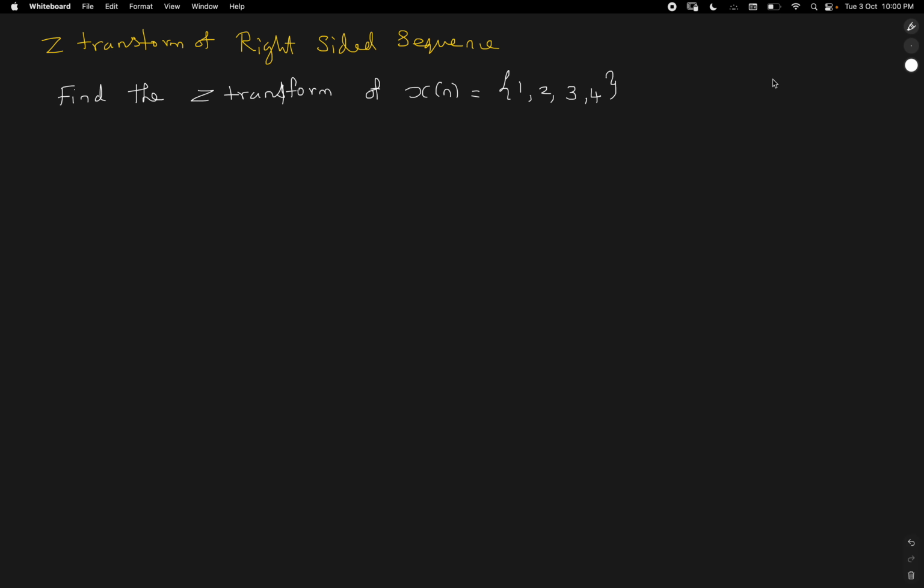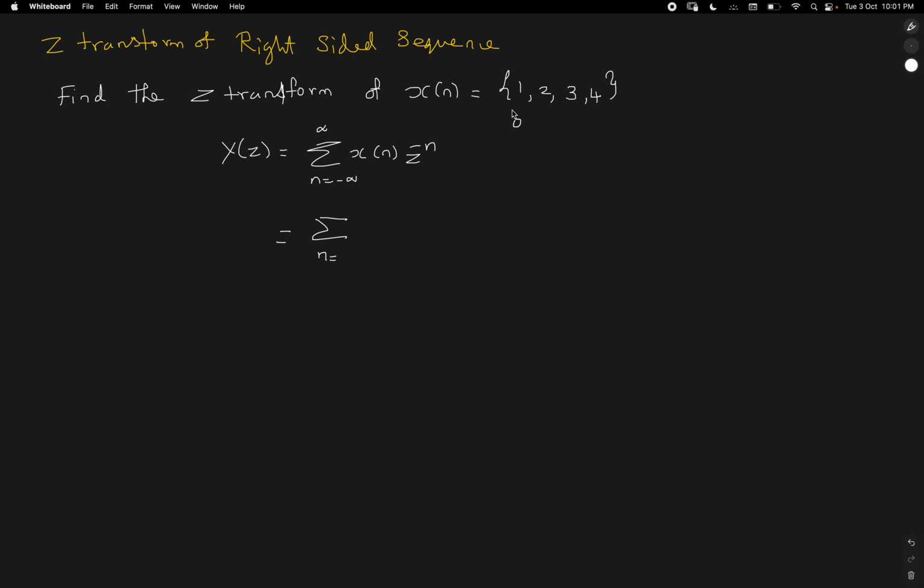So first we will write the formula. Here the formula is X of z equal to summation n is equal to minus infinity to plus infinity x of n z power minus n. Here in the common formula, n takes the value minus infinity to plus infinity. If you change the limits of n for this problem, here the starting value of n is equal to 0.